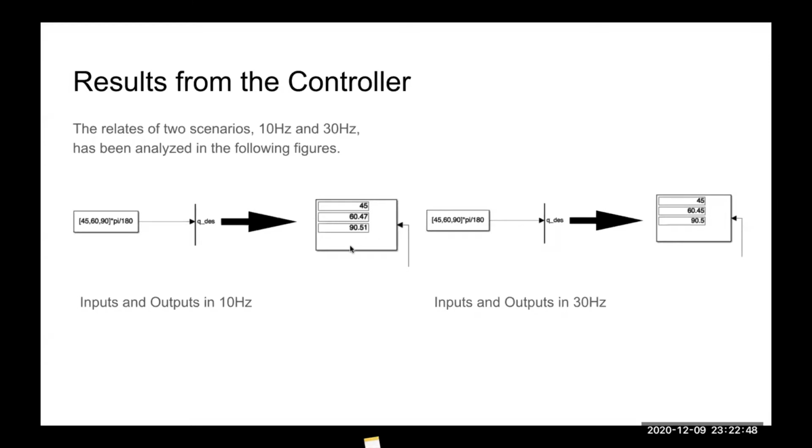The RFAT controller uses a Fourier series to estimate the weight matrices for the dynamics of the robot. As you can see, we use two scenarios, 10 and 30 hertz. And you can see the results where the inputs are 45, 60, and 90 degrees. As you can see, the results are converging pretty close to the desired angles.